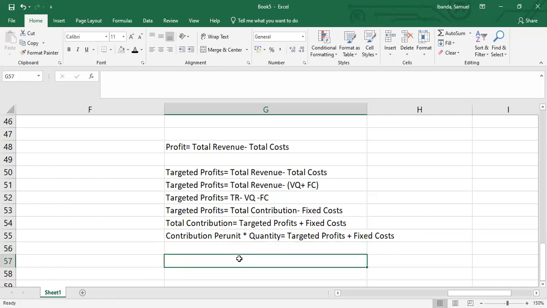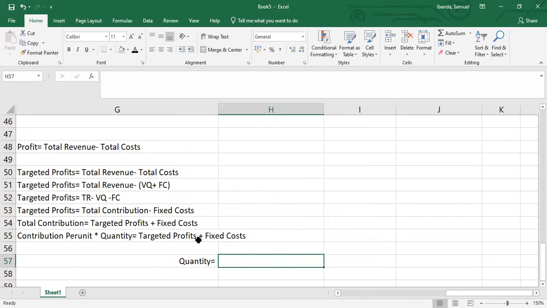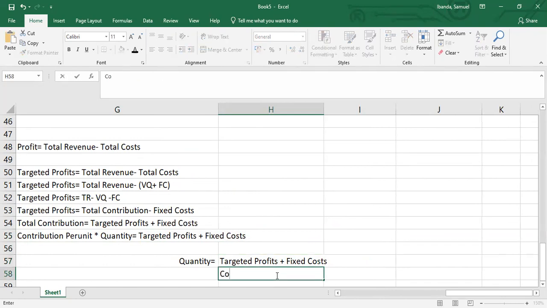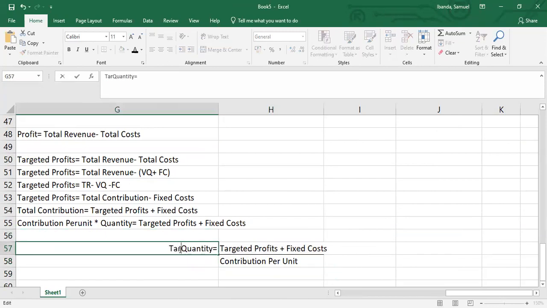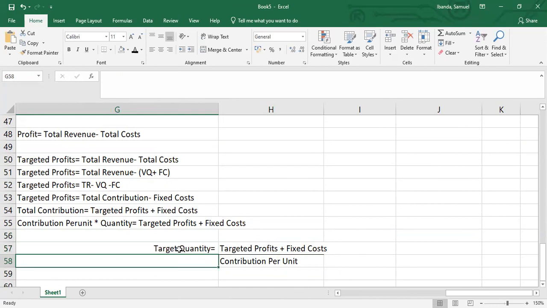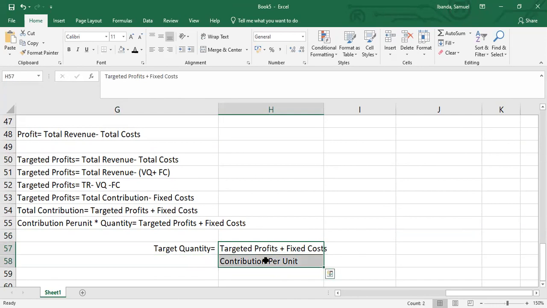So we can go ahead to make quantity the subject here and say quantity is equal to the targeted profits plus fixed costs divided by contribution per unit. You get it, huh? That is what we shall basically have. So this quantity that you've gotten here is your target quantity. Now, since we are looking at targeted profits, it means that this target quantity is the quantity you need to produce to earn your targeted profits.